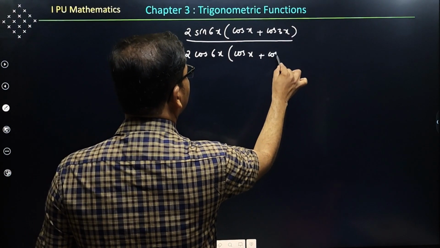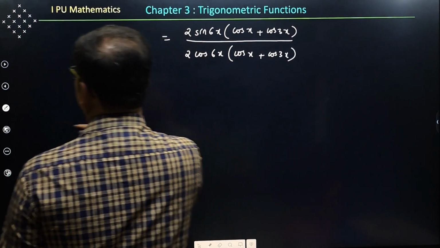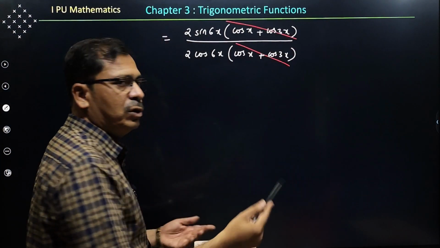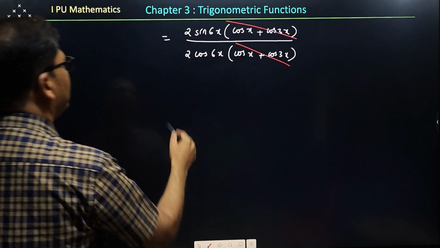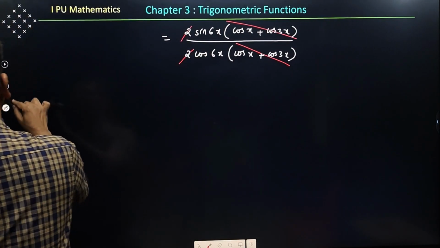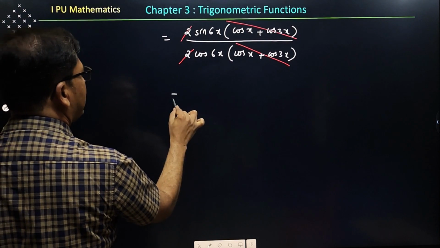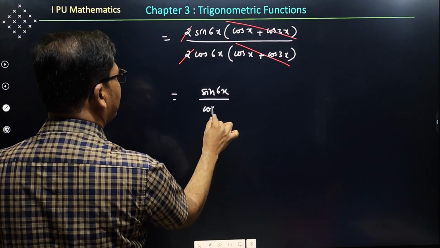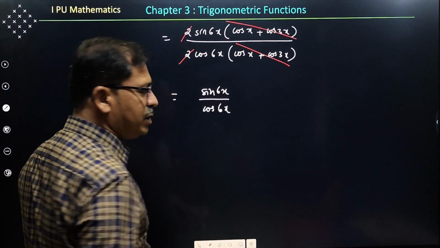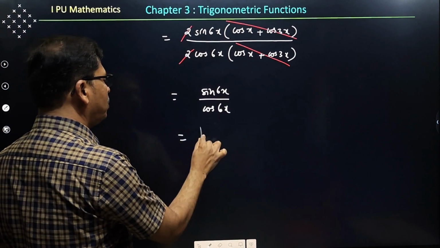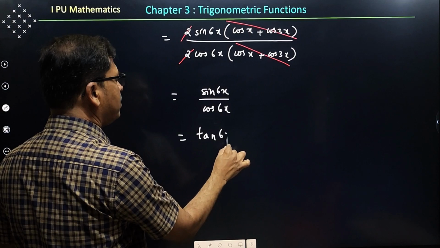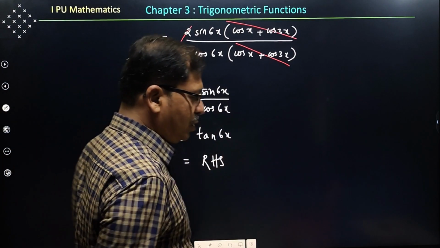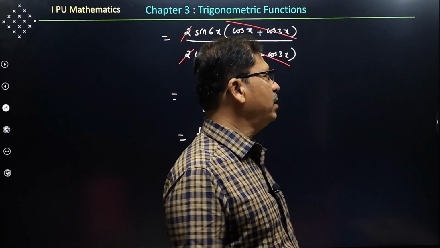Very simple. Further, here you can directly cancel this term entirely because both are the same. Multiplication is the relation. 2 and 2 can be eliminated. What remains? Sin 6x divided by cos 6x. Angles are the same. Sin by cos leads to tan. So this is equal to tan of 6x, and this is our required right hand side. So this completes the solution for this example.